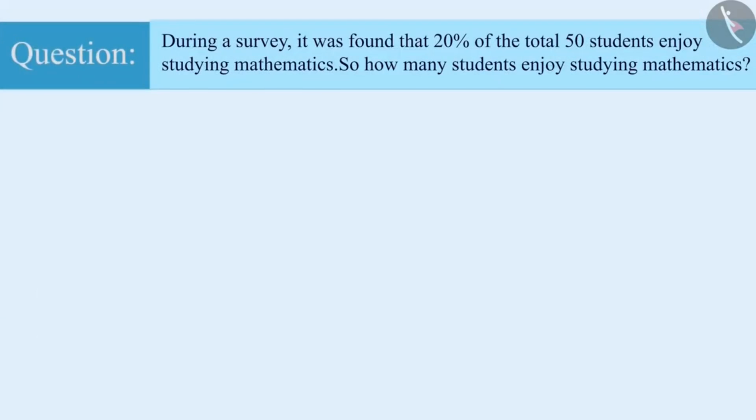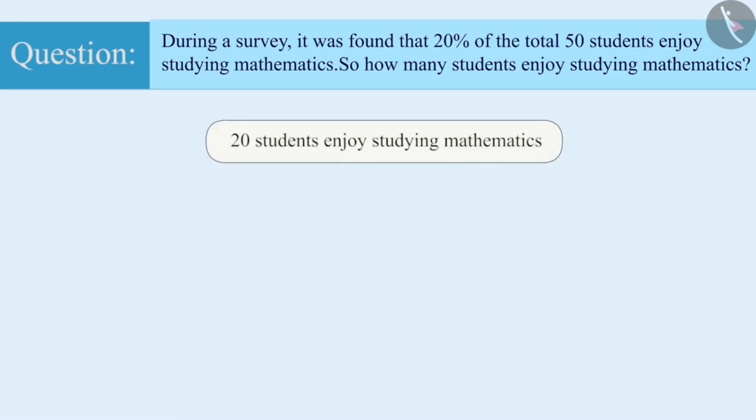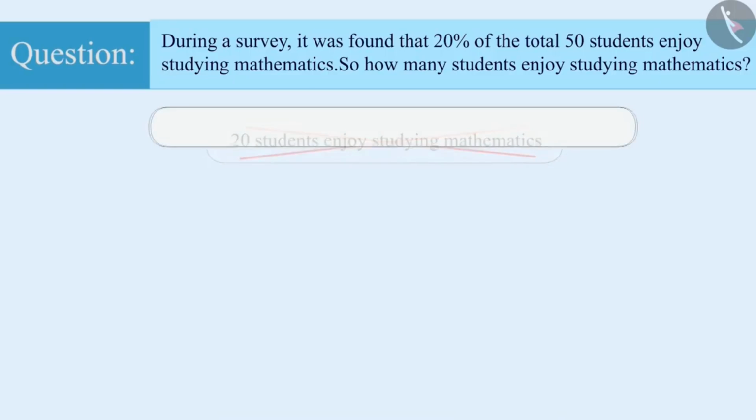Next question. During a survey, it was found that 20% of the total 50 students enjoy studying mathematics. So, how many students enjoy studying mathematics? Many times, students misunderstand percent to be real numbers. Like in this example, they misread '20% of 50 students enjoy studying mathematics' as 20 children enjoy studying mathematics. But this is a misunderstanding.